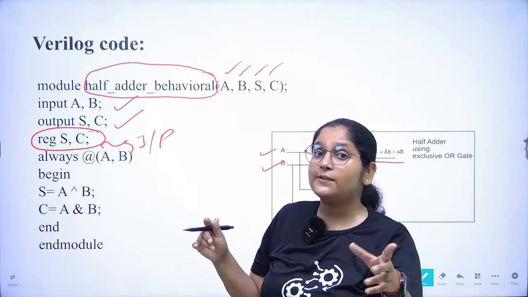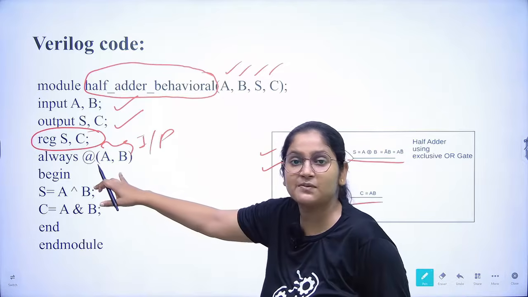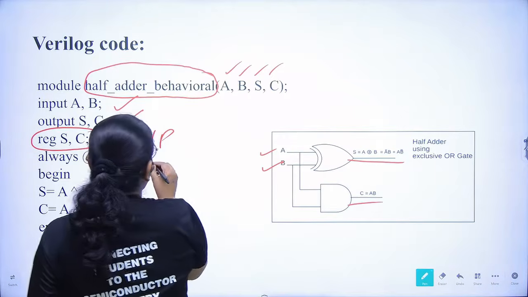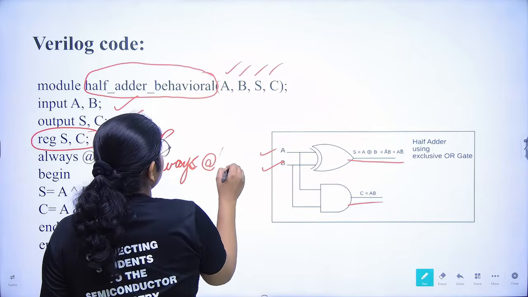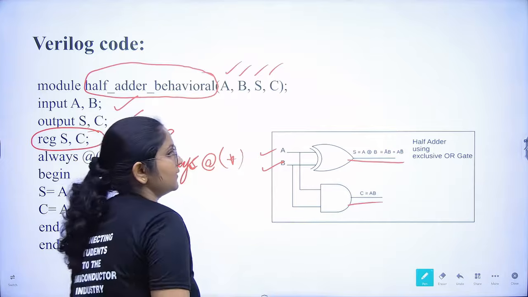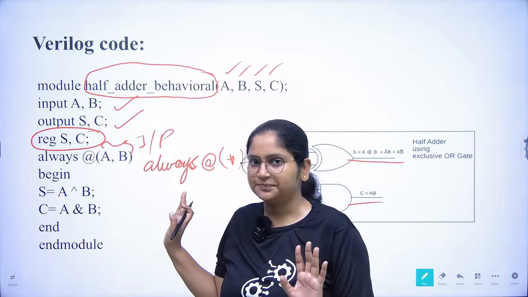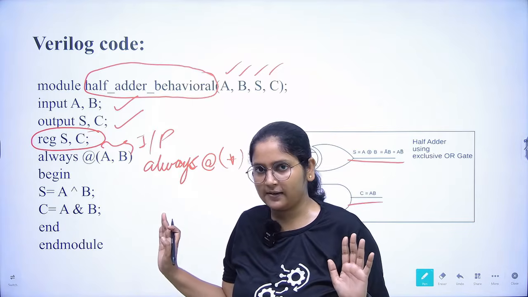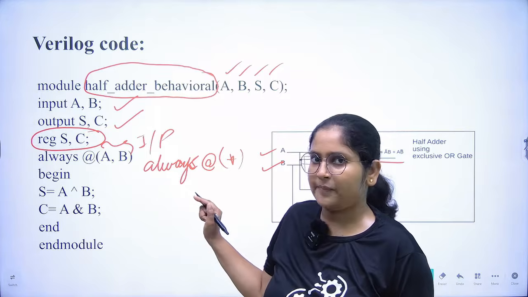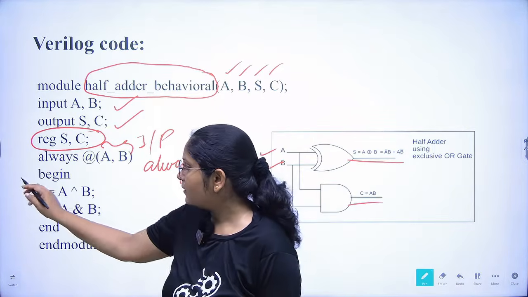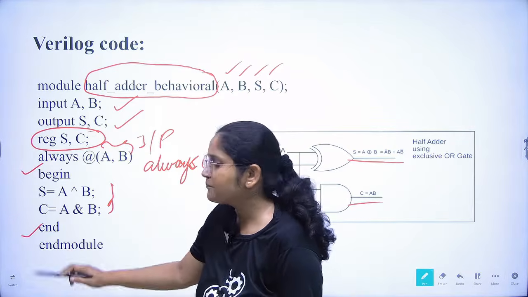So what will you write for multiple inputs, if you want to include all the inputs inside this sensitivity list? How will you write that? Always at the rate and then star. Star includes all the inputs you are using inside your digital circuit. This is an important point to be remembered. Just because we have two statements, we are using the keywords begin and end.